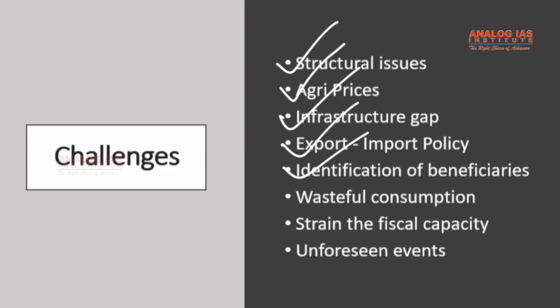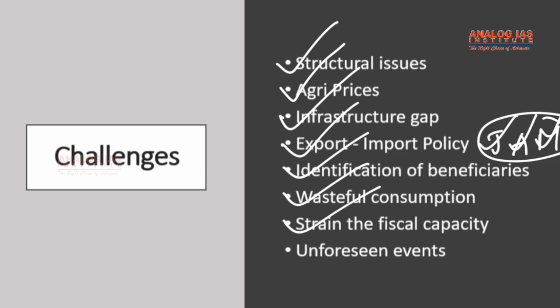Identification of beneficiaries is very difficult in India. See, in spite of having the JAM Trinity, that is Jan Dhan, Aadhaar and Mobile Trinity in India, because of the infrastructure gaps, it's very difficult to utilize it properly and identify beneficiaries correctly. So this might lead to wasteful consumption and strain on fiscal capacity. And finally, there's no protection against unforeseen events.